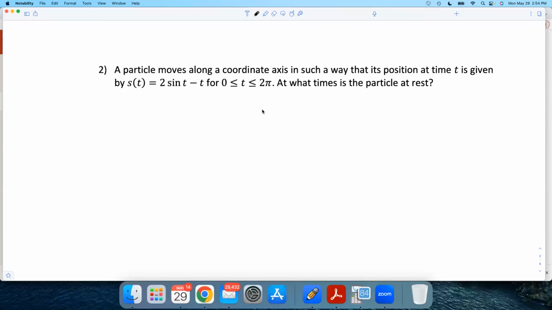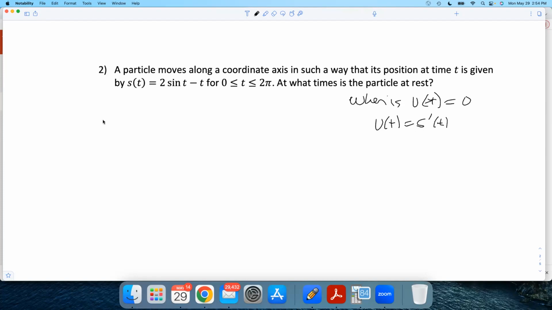Okay, we've got this nice physics problem here. We've got some position function. I want to know, when is the particle at rest? That means this question is, when is the velocity equal to 0? And velocity, remember, is the derivative of position.